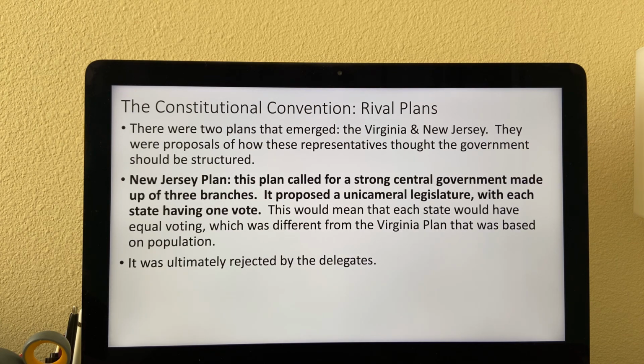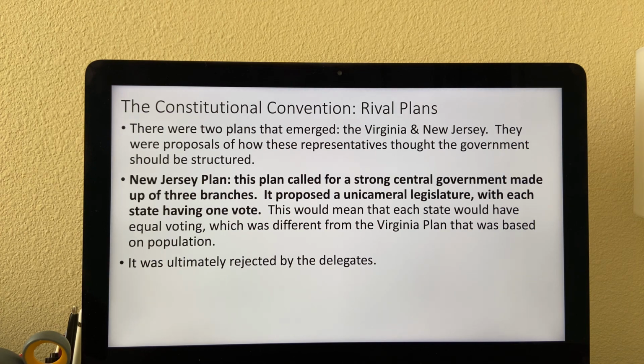The other plan was the New Jersey plan, and this is often called the small state plan. They called for a strong central government as well that was made up of three branches, just like the Virginia plan. But this is where they start to change. They believe that we should have a unicameral legislature. Now remember, the Virginia plan said two chambers. They wanted one chamber in the legislature, and they wanted each state to only have one vote.